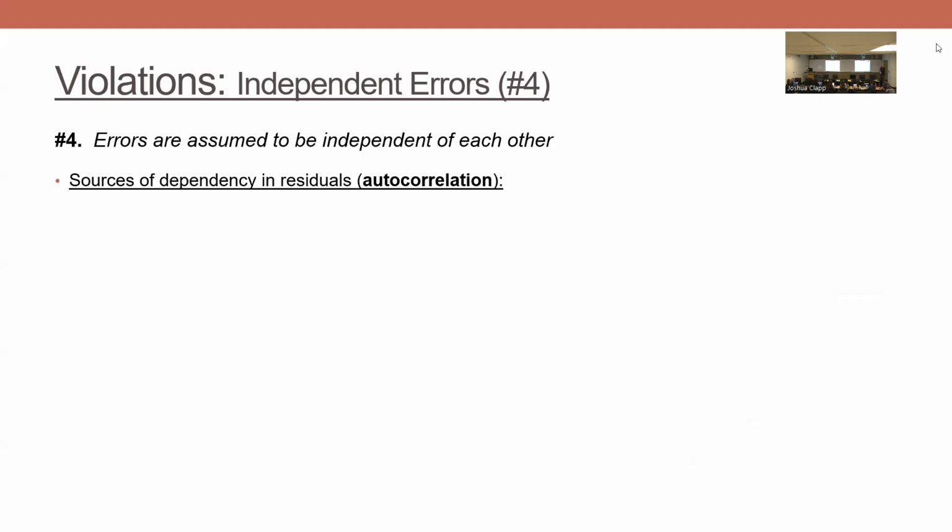Assumption 4 is that I have independent errors. What we're assuming is that how much I miss in my prediction for one person is unrelated to how much I miss for somebody else. Anytime I have dependency in residuals, we refer to this as autocorrelation, right? The error for Lucy is related to the error for April, is related to the error for Emma, related to the error for Laura. So we've got things all tied together here.